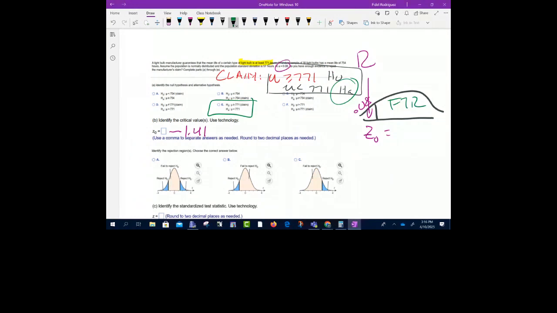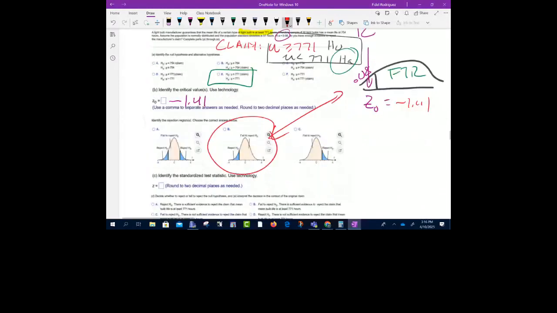What do you think? A, B, or C? B, right? Boom, because that picture and that picture, igualitos, right? The same. Okay. Now, let's see if we can find our standardized test statistic.